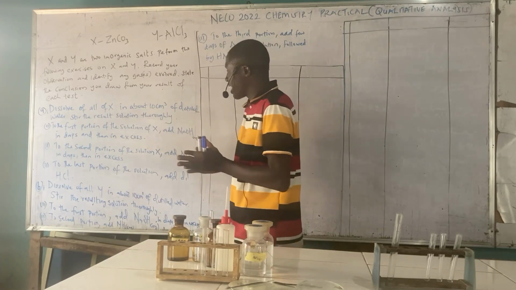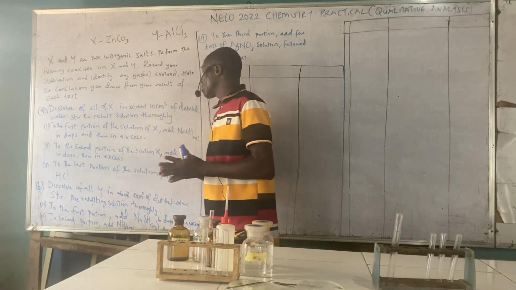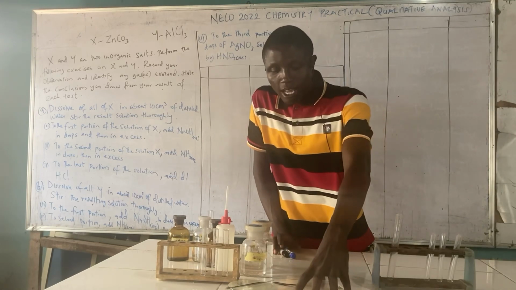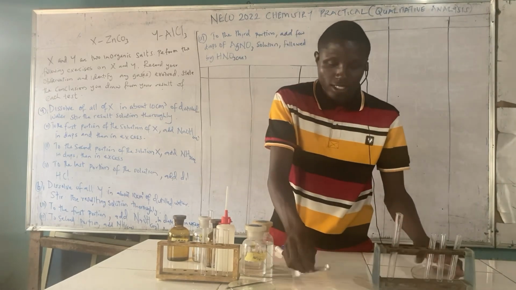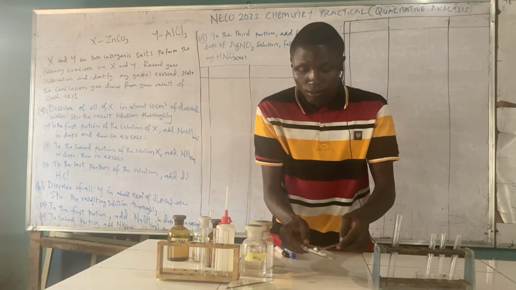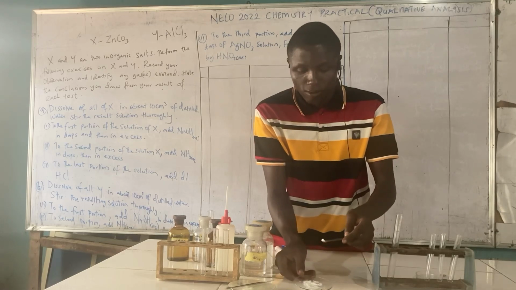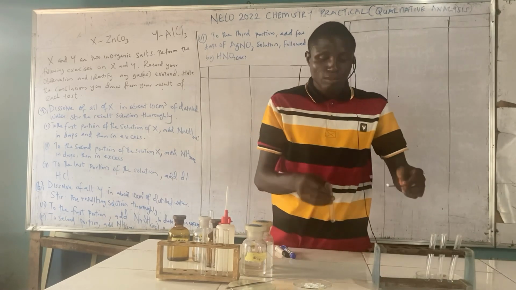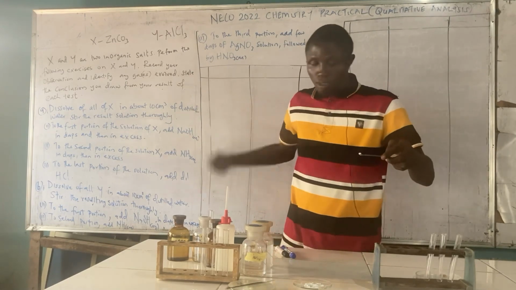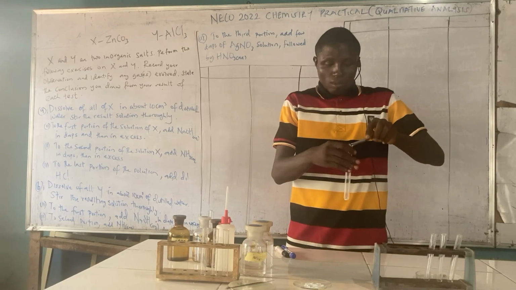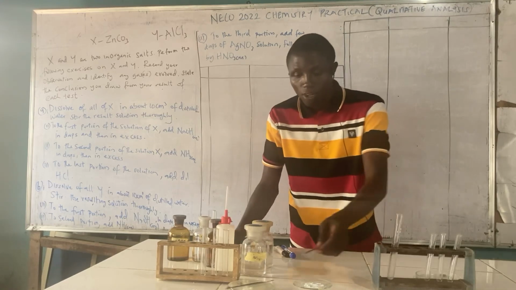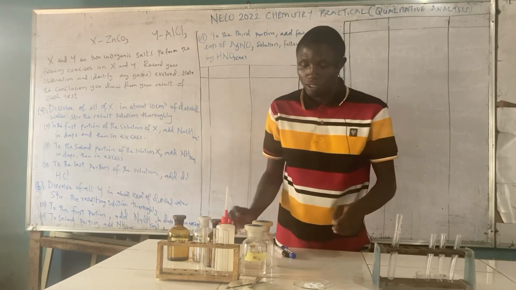Dissolve all of X in about 10 centimeter cube of distilled water. Now, the 10 centimeter cube of distilled water, we have to dissolve X. And this here is X, zinc carbonate. I'm going to take one spatula of this and dissolve it in 10 centimeter cube of distilled water. Here's my test tube now. I'll mix it with distilled water. Now I'm going to add 10 ml of distilled water, that is 10 centimeter cube of distilled water.